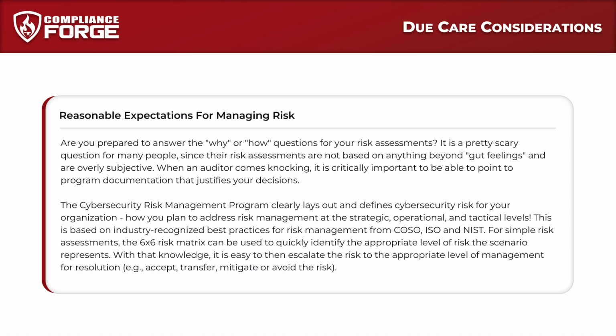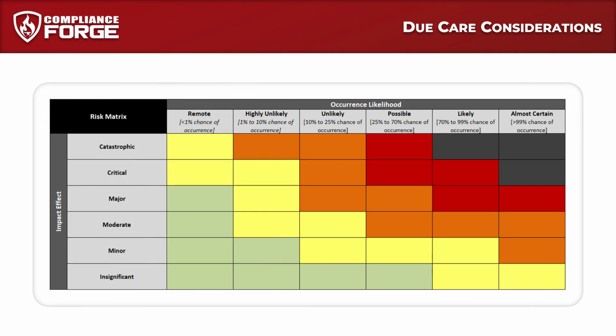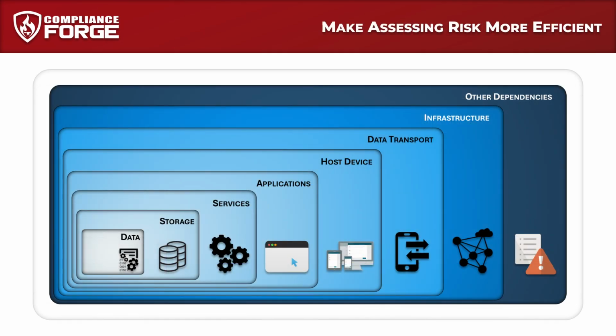When an auditor comes knocking, it is critically important to be able to point to program documentation that justifies your decisions. For simple risk assessments, the 6x6 risk matrix can be used to quickly identify the appropriate level of risk the scenario represents. With that knowledge, it is easy to escalate the risk to the appropriate level of management for resolution. Accept, transfer, mitigate, or avoid the risk. Here is the 6x6 risk matrix at a glance. Finally, the RMP helps make assessing risk more efficient by understanding the layers of risk. Dependencies are of critical importance when assessing risk, since risk can have a cascading effect.